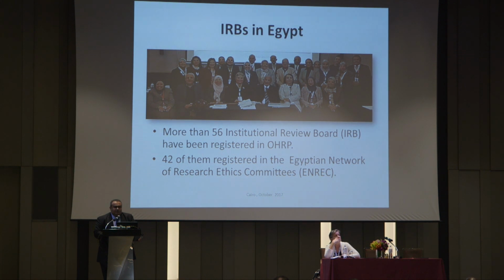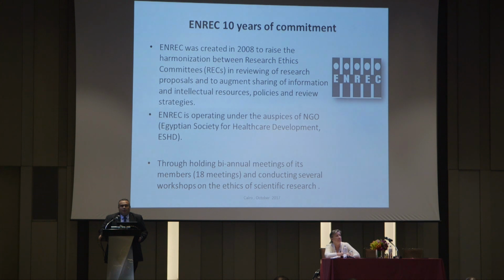There are about 56 institutional review boards in Egypt registered with the Office of Human Research Protection in the USA. 42 of them are registered in NREC. NREC is the Egyptian Network of Research Ethics Committees, established in 2008 to establish harmonization and build capacity for IRBs. It's operating under an NGO called the Society of Healthcare Development. We hold biannual meetings. We had the 18th meeting last October.